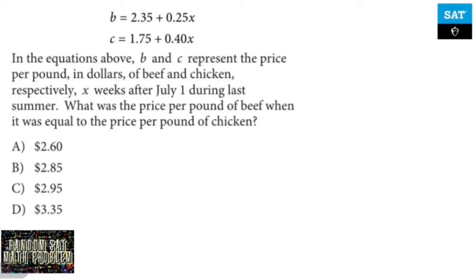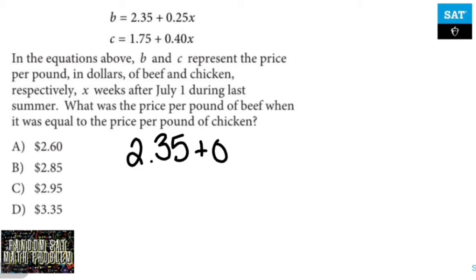X weeks after July 1st during last summer, what was the price per pound of beef when it was equal to the price per pound for chicken? So I want B and C to equal each other. Well, in order to do that, I need to find out what X is because it's talking about X weeks. So if B and C need to equal each other, that means this guy and that guy have to equal each other. So I'm going to set them equal to each other.